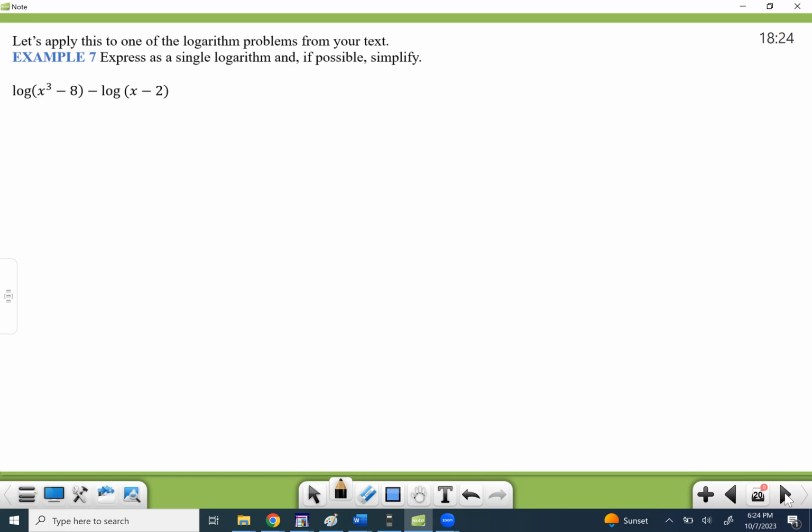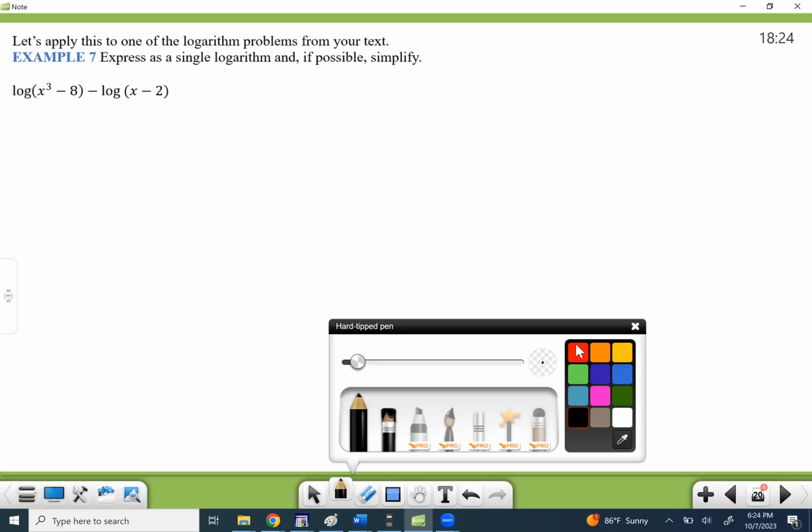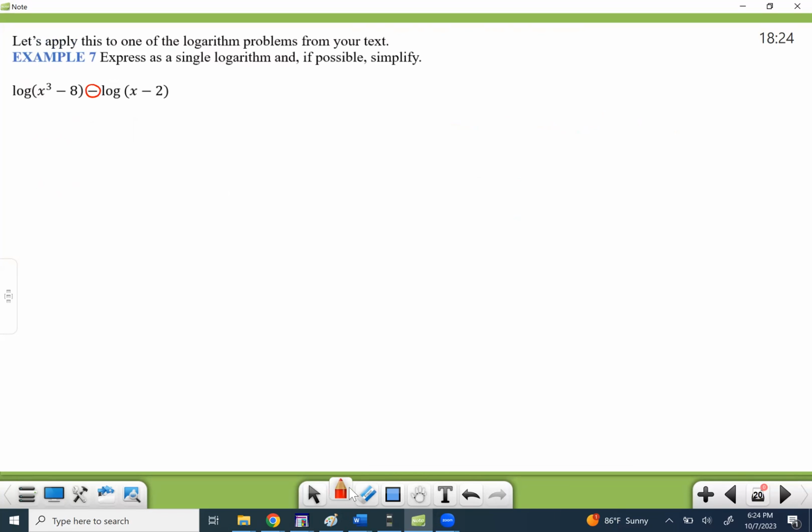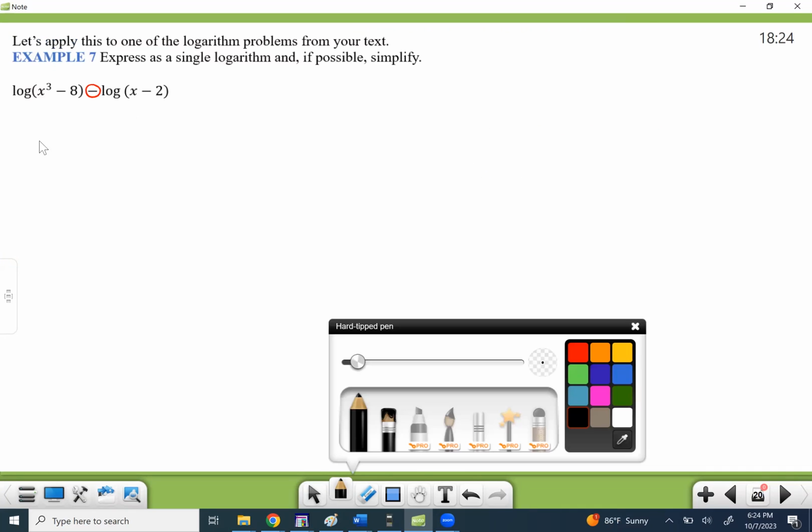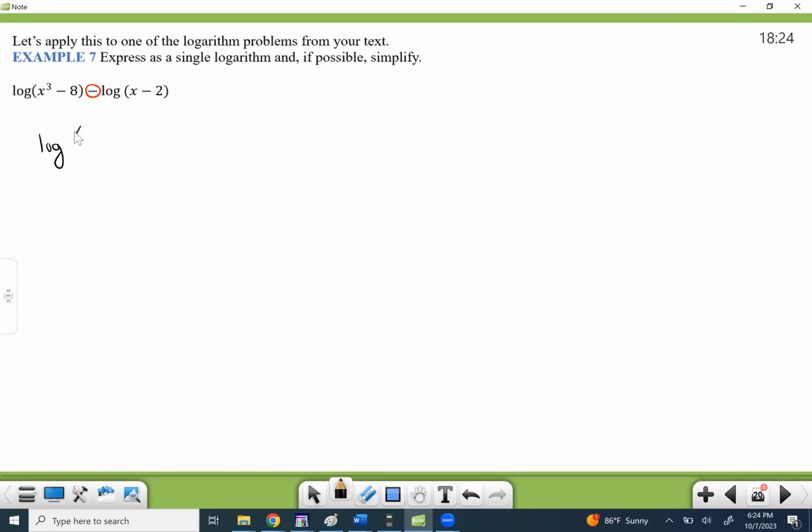Let's apply this to one of the logarithm problems from your text. All right. So we got to express this as a single logarithm and simplify if possible. So remember that with logarithms, subtraction really means division. So we're going to condense these 2 logs into a single log, but we're going to write them as a quotient. We're going to divide them, in other words. Now, I don't know where the 1 came from, you guys. How about an 8? There we go. So they'll mark you off for this because it says simplify.